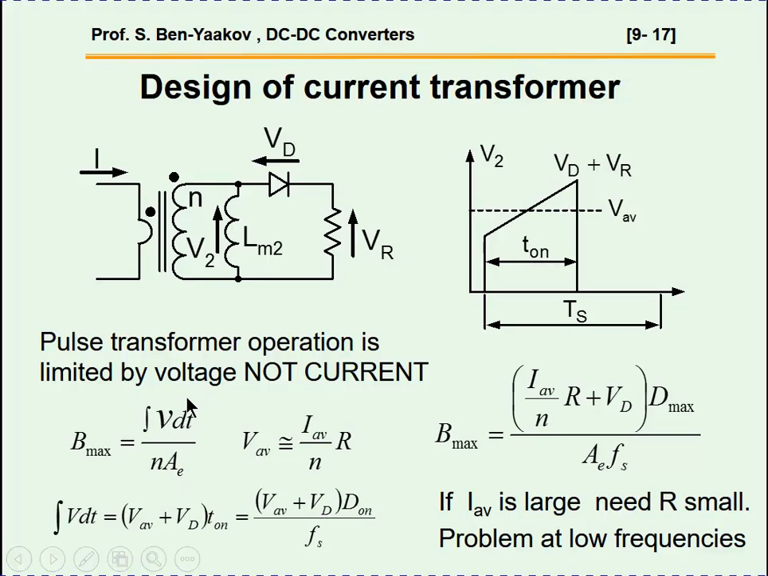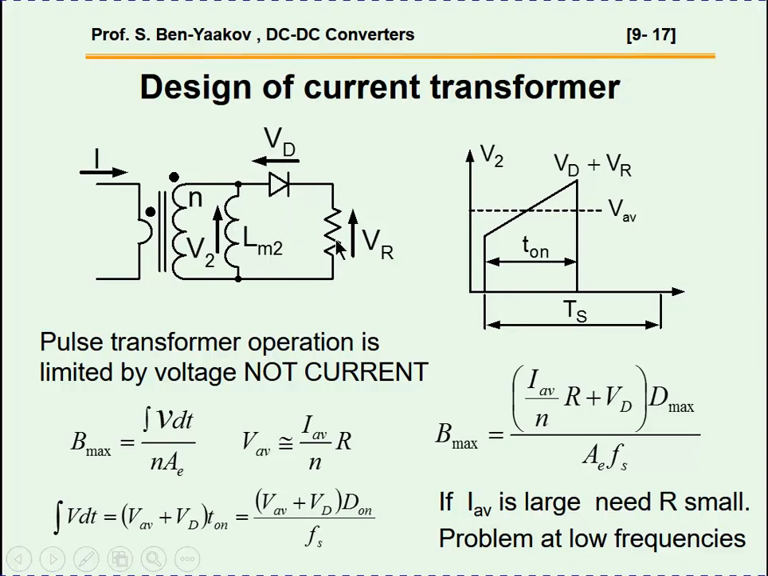Now, what is this expression here, the integral of V dt? This is the voltage that is on the secondary, and t is the time. The voltage on the secondary is the voltage at the output plus the diode voltage. Usually the output voltage here, for reasons that we'll see in a second, will not be very high, otherwise the core will have to be very large. So therefore the voltage drop on the diode is not really negligible here. You have to take it into account.